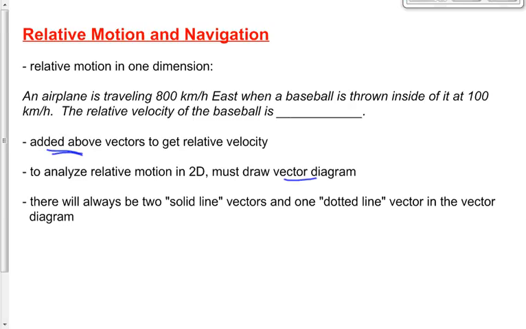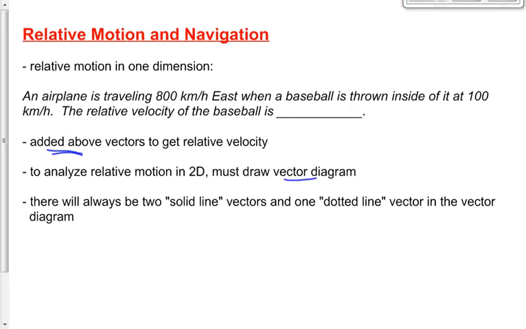Now, when we're solving these problems, we're always going to have just two vectors. The good news is we're not going to have to deal with a problem where we have 4 or 5 or 6 different vectors. Two vectors, which means we're going to have 3 lines: 2 vectors and then a resultant vector.